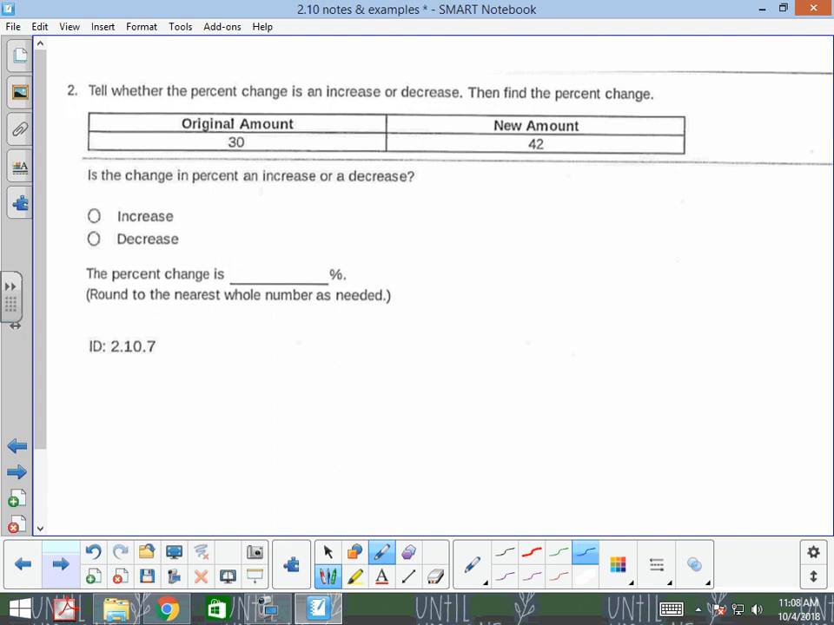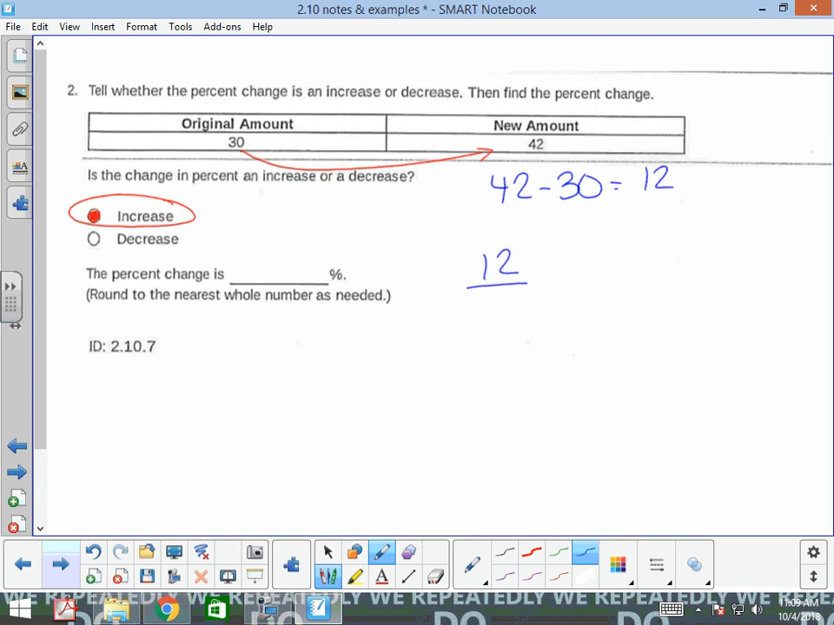All right, that's number 1. Number 2, tell whether the percent change did increase or decrease, then find the percent change. So you have to do this first. From the original amount, it went up. So this is an increase. You have to do that first. Then you can click on increase and check answer. Now we're going to use the formula. First, we're going to subtract. Remember, subtract big number minus small number. We get 12. You can do that on your calculator or in your head.